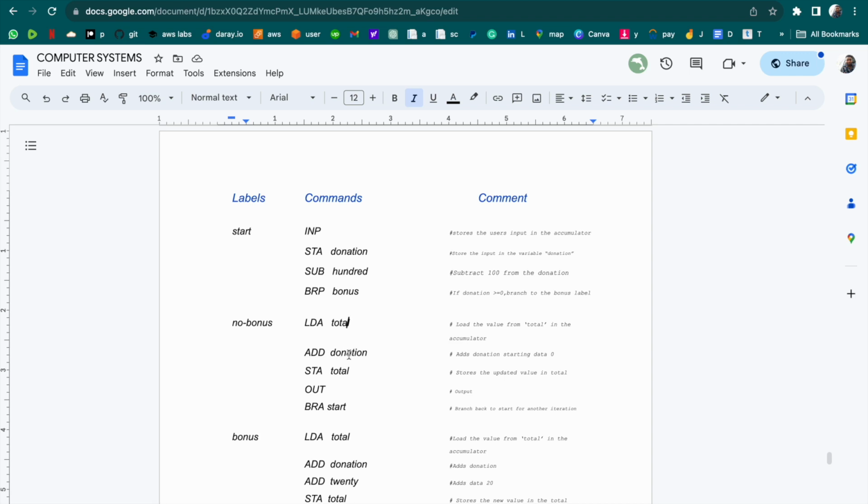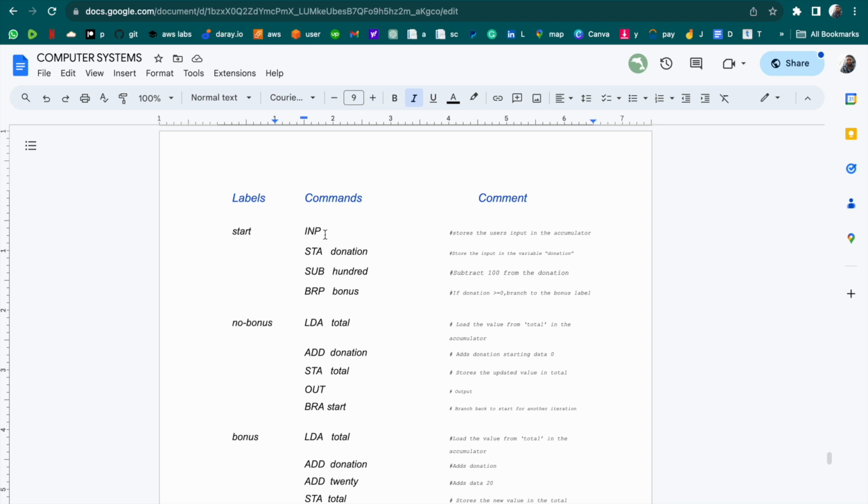Then we store, as you can see, what we had by adding donation to total, we are storing it in the total variable. That's what STA total means. So total variable is now 10, right? Because 10 plus 0 is 10, we store it in total variable, and then the 10 is now output. Next, we go to the next one. Branch back to the start for another iteration of our code. So this is like a loop.